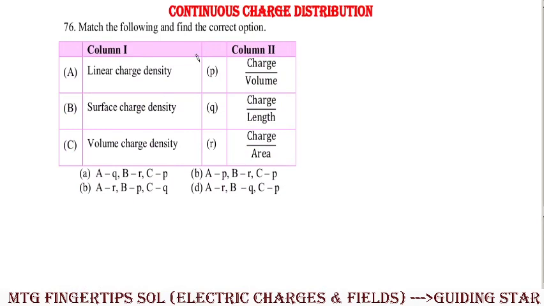Next we'll discuss some MCQ questions from the topic of continuous charge distribution, as given in the book MTG Fingertips. Question number 76: match the following and find the correct option.